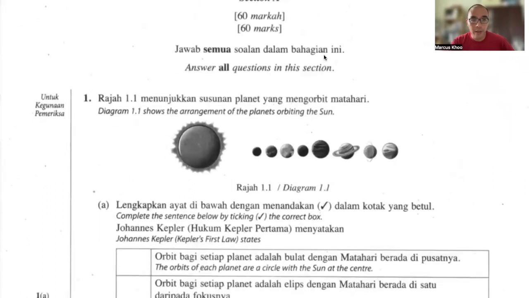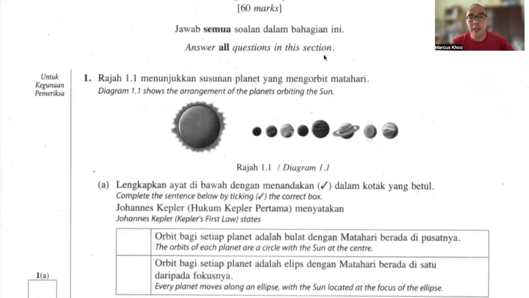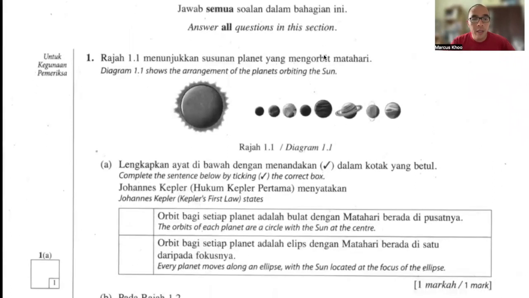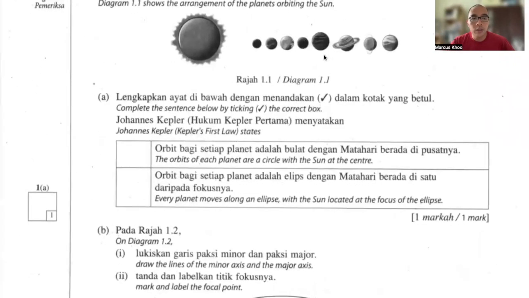Question number one, diagram 1.1 shows the arrangement of planets orbiting the sun. So this is a very normal picture. Complete the sentence below. Kepler's first law is the law of orbits. It's either the orbits of each planet are a circle. Definitely, if you see the word circle, it is not correct. So this is the one that is correct.